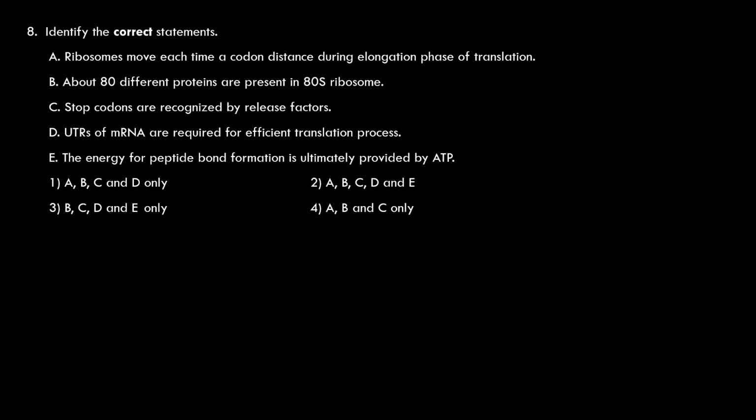UTRs on messenger RNA are required for the efficient translation process. Absolutely true. The energy for peptide bond formation is ultimately provided by ATP. Absolutely true. At the time of charging of transfer RNA, ATP is utilized. When the charged transfer RNAs come closer, there is a formation of a peptide bond between the amino acids that they carry. So all are correct. A, B, C, D, E are correct. Second option must be the correct one.